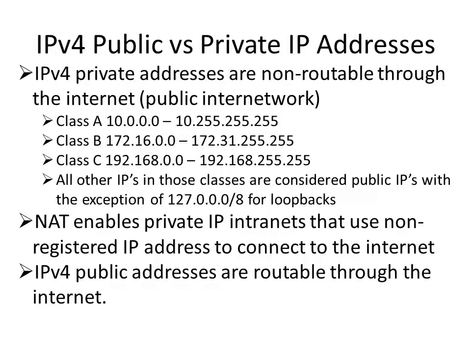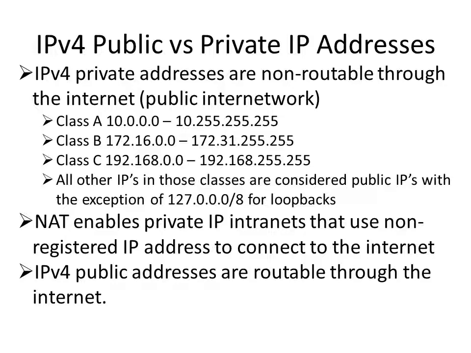All right, in this slide we talk about the differences between IPv4 public and IPv4 private addresses. IPv4 private addresses are non-routable through the internet, and they come in three different ranges. For Class A private IP addresses, it goes from 10.0.0.0 to 10.255.255.255 with a mask of 8 bits.